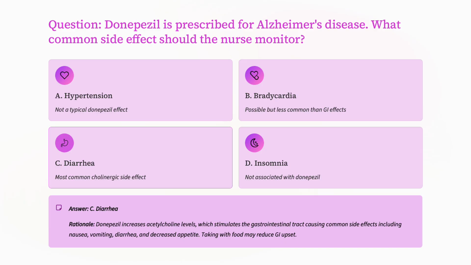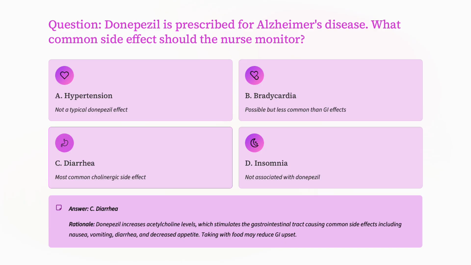So do we use bradycardia or diarrhea? Bradycardia, if we do our ABCs, is definitely more important because airway, breathing, circulation, that's involved circulation. But it says a common side effect. Common is the key word. So for common, diarrhea is the most common because it affects the acetylcholine. And it is very, very common to get diarrhea with donepezil.